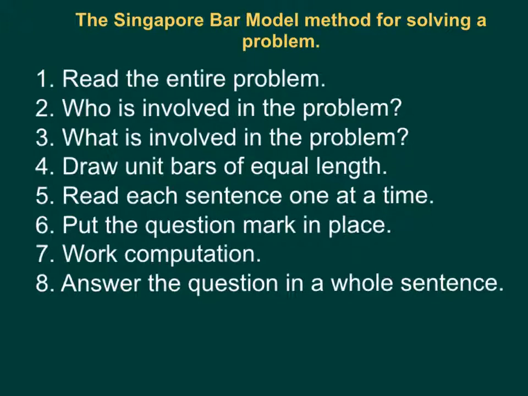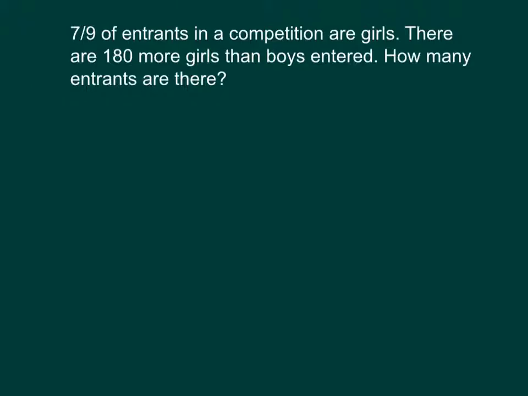So here's the method. 1. Read the entire problem. 2. Who is involved in the problem? 3. What is involved in the problem? 4. Draw unit bars of equal length. 5. Read each sentence one at a time. 6. Put the question mark in place. 7. Work your computation. And 8. Answer the question in a whole sentence. Now, as I say, follow that and you should find that these things work quite well.